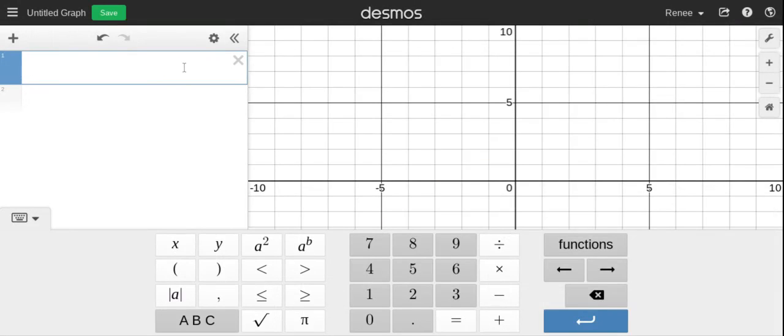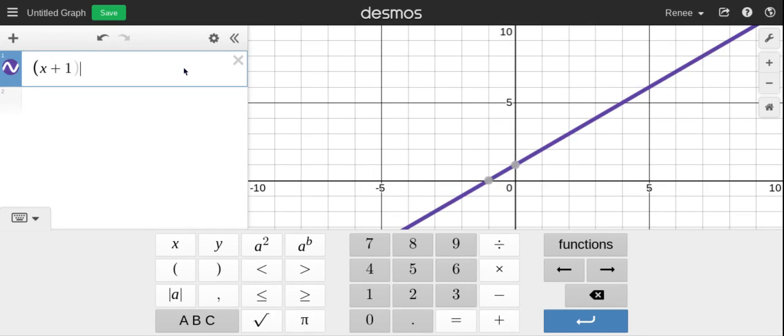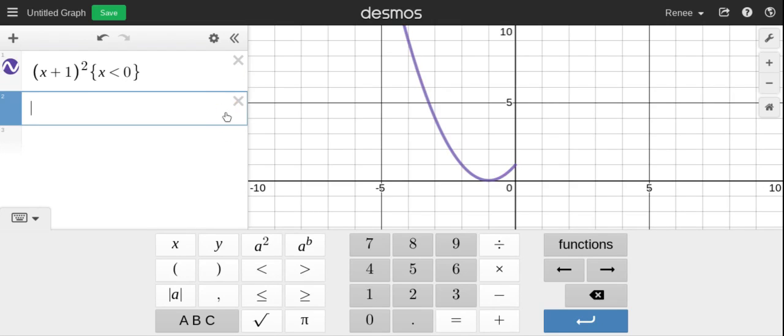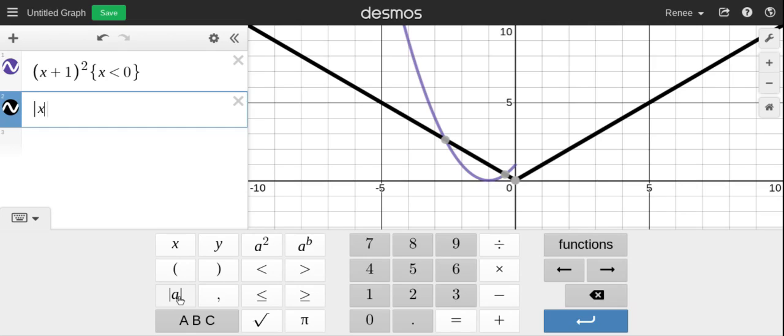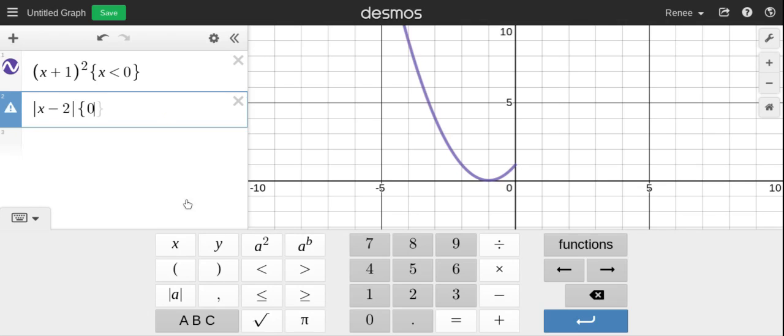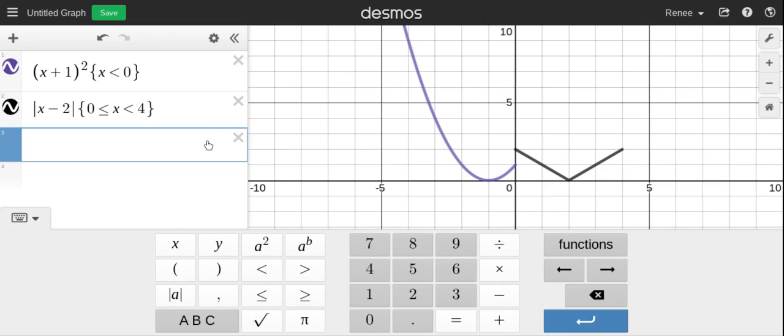And so this is what your graph should look like for example number 7. And then example number 8, x plus 1 squared, curly braces, x less than 0. Absolute value is here of x minus 2, curly braces, 0 less than or equal to x less than 4, and then the square root of x here.